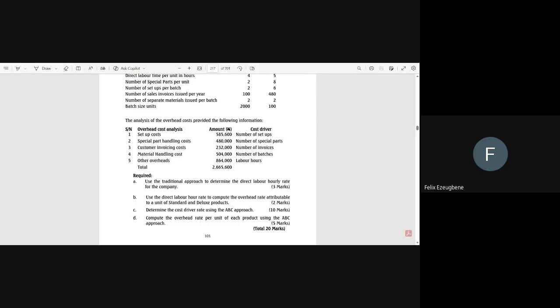B. Use the direct labor hour rate to compute the overhead rate attributable to a unit of standard and deluxe products. C. Determine the cost driver rate using the ABC approach. D. Compute the overhead rate per unit of each product using the ABC approach.